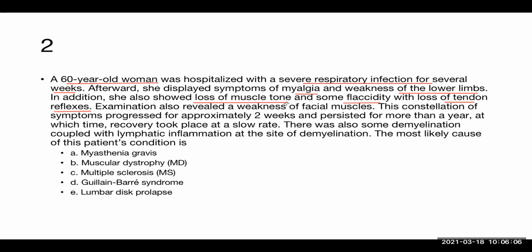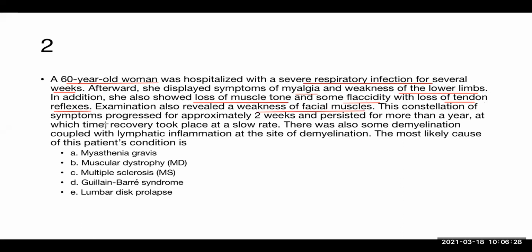See this? Loss of muscle tone. This is hypotonia, which is also known as flaccidity. Tendon jerks are diminished or even absent, and there is weakness of the muscle. All are features of LMN, or lower motor neuron type of lesion. Examination also revealed a weakness of facial muscle.